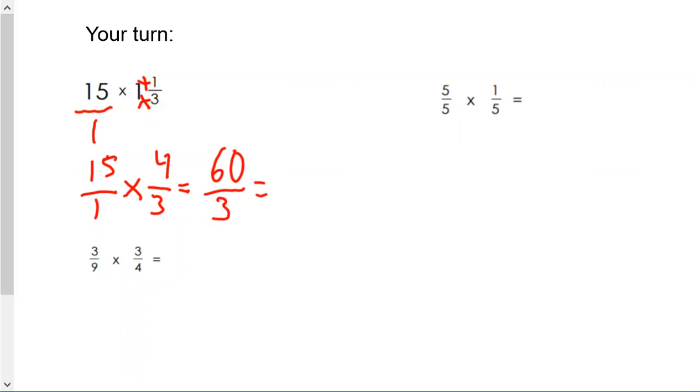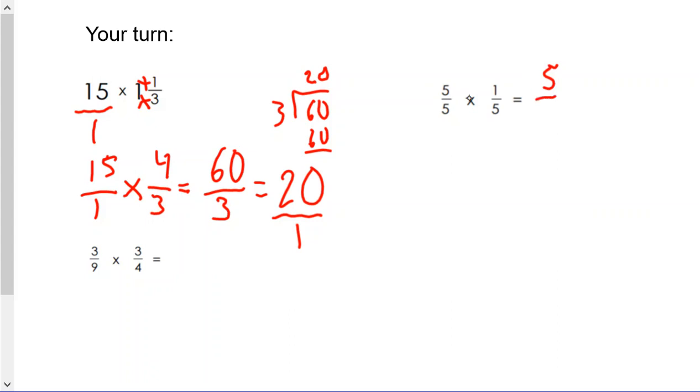Alright, now if we want to turn this into a mixed number, we divide 60 by 3. Okay, so 3 will go 20 times, will give us 60. So this is equal to 20. And if you wanted it in fraction form, you could just put it over 1. Alright, the second one, 5/5 times 1/5. We can just multiply straight across. 5 times 1 will give us 5, and 5 times 5 will give us 25. And if we pull that 5 out, or divide by 5, we would get 1/5.